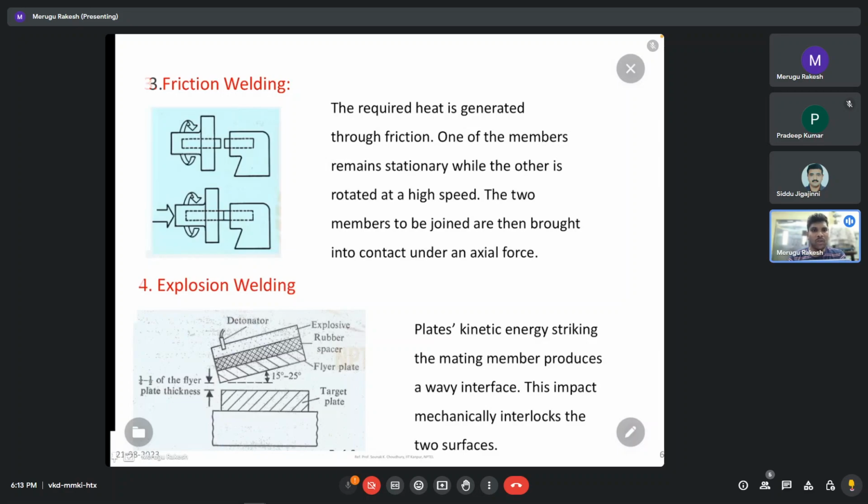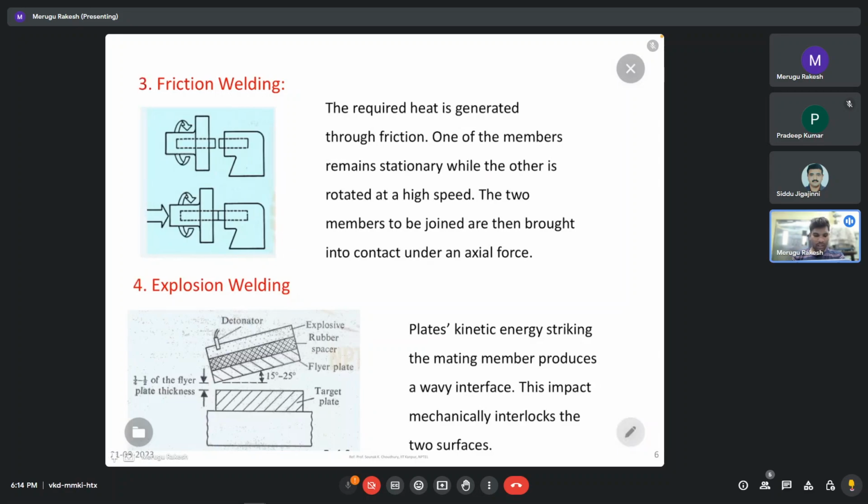Then we have explosive welding. These are the different types of solid state welding. Explosive welding is mainly used for joining dissimilar metals. You see we have a detonator here, and we detonate from here. The shock wave travels so that the bonding happens in sequence. That's why we provide some offset angle, some 15 to 25 degrees. The bond depends on different parameters such as angle, the flyer plate, and spacing.